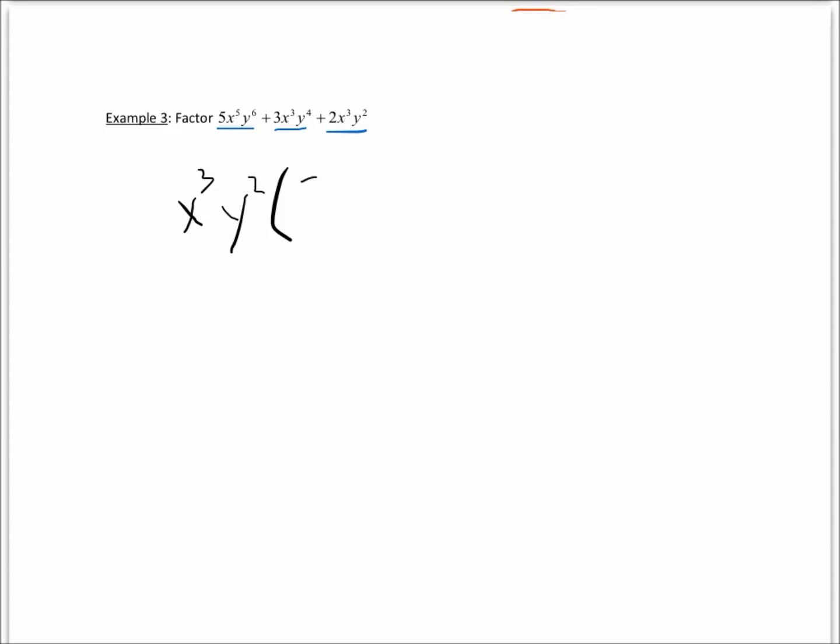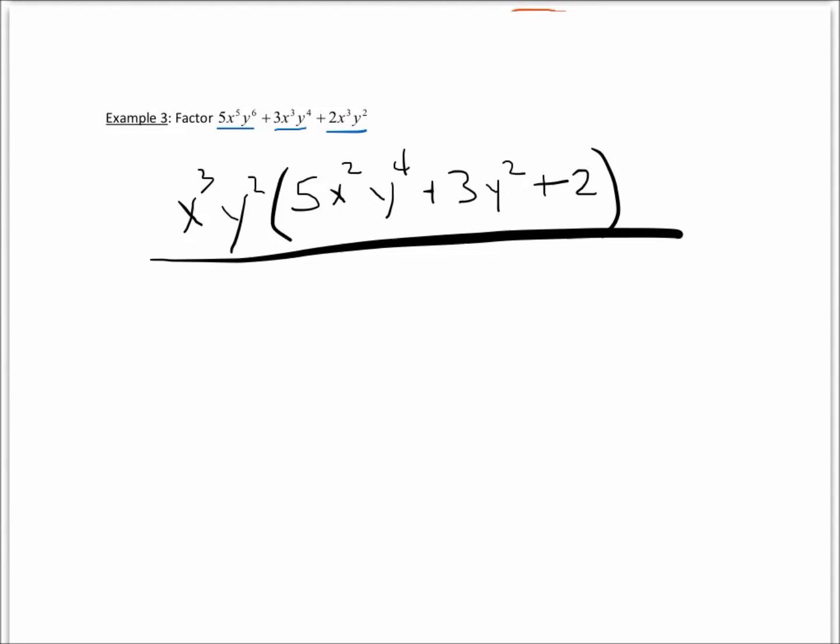Alright, what's left will be 5, and then I took away 3 x's, so 2 are left. I took away 2 y's, so 4 are left. Plus a 3. I took away 3 x's, so no x's are left, and I took away 2 y's, y squared is left. Plus 2, I didn't do anything to the number. I pulled out all of the x's, the x cubed, and I pulled out all the y's, the y squared. And so this is going to be my final answer for right now. This is completely factored, and this right out here was my GCF, x cubed y squared.